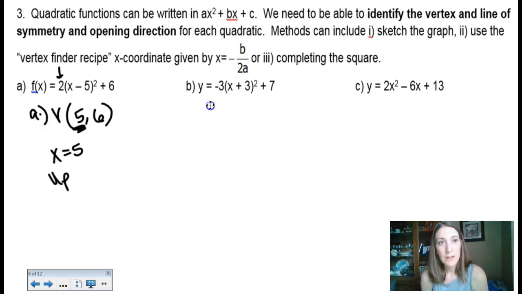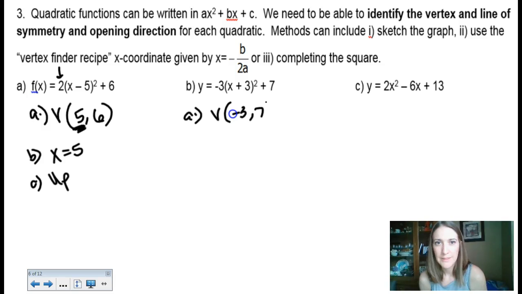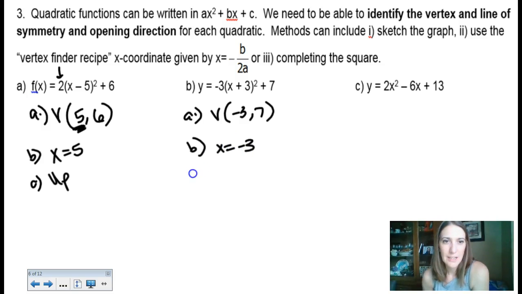This next problem is also in vertex form. I should be able to find the vertex pretty quickly. Negative 3, 7. The axis of symmetry or the line of symmetry is going to go through the x value of the vertex, x equals negative 3. And then because the a value is negative, it's going to open down.